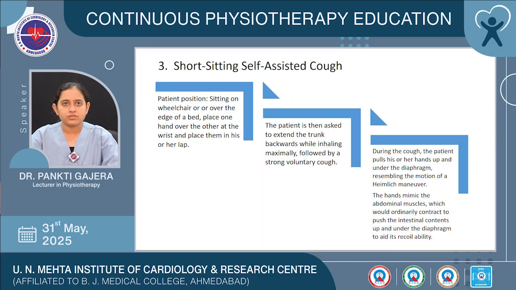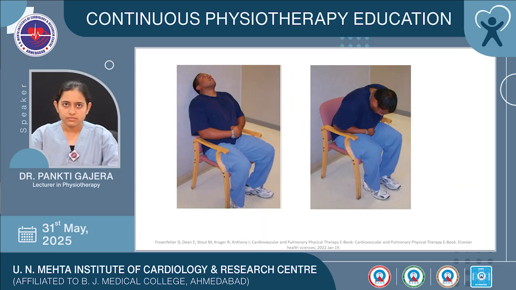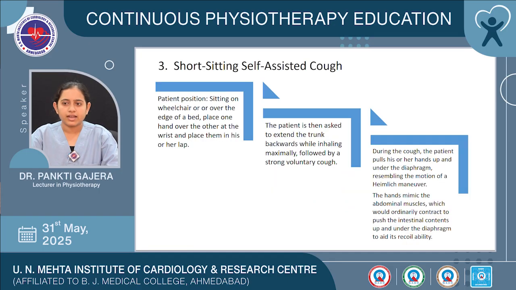In this, the patient position is sitting on a wheelchair or over the edge of the bed. Place one hand over the other at the wrist and place them in his or her lap. So, this is the patient's position, sitting on a chair, wheelchair or edge of the bed, and hand placement on the lap. The patient is then asked to extend the trunk backward while inhaling maximally, followed by a strong voluntary cough.